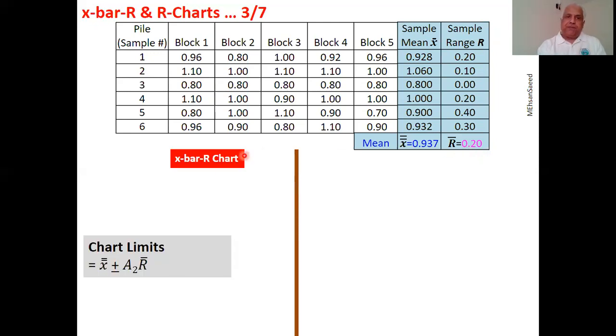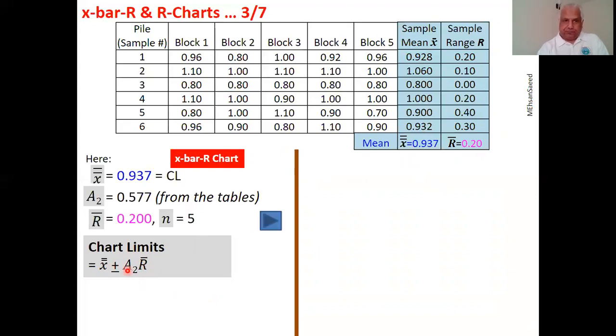The formula for the shift chart, which in this case is the X bar R chart, this is X bar, this is R, therefore the chart is known as the X bar R chart, is X double bar plus minus A2 R bar. X double bar is this figure over here, and R bar is the mean range, which is over here. So what is A2? That we have to find from the tables.